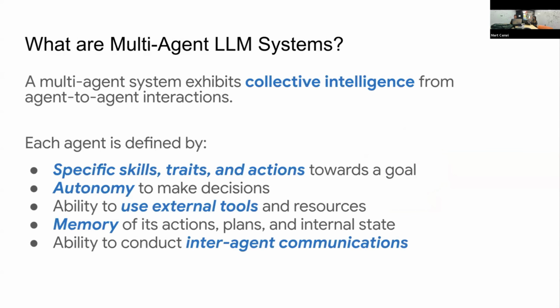And what are multi-agent LLM systems? A multi-agent system exhibits collective intelligence from agent-agent interactions. So it is not that there's a single agent that has autonomy to make decisions, that is able to use external tools like browsing the internet, using a calculator to make complex calculations, but also through inter-agent communication, they can solve some tasks cooperatively.